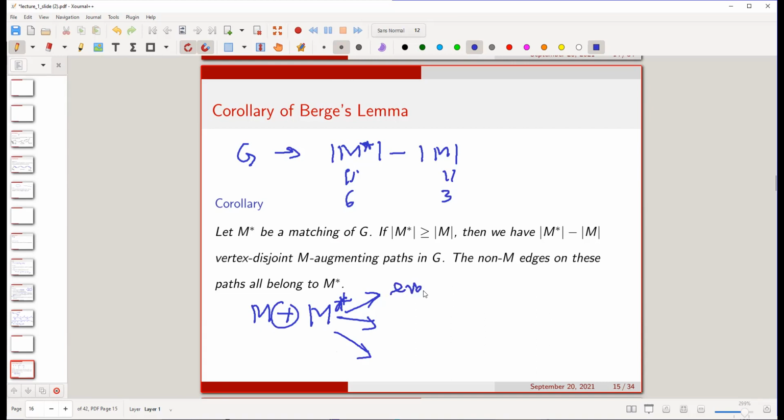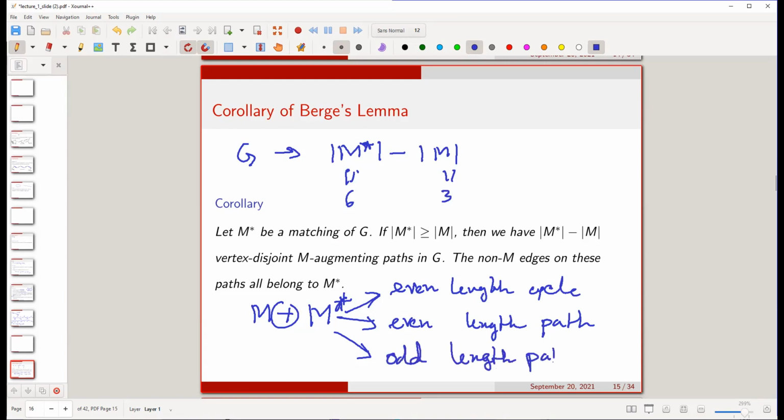Second, we had an even length cycle, where the number of edges from M is the same as the number of edges from M star. One is an even length path, where also the number of edges from M is the same as the number of edges from M star. And the third one was an odd length path. Here the number of edges from M star was 1 greater than the number of edges from M. So each odd length path basically gives M star 1 more edge than M.